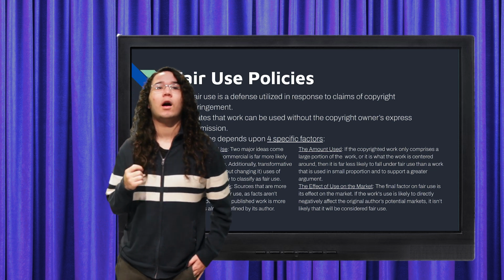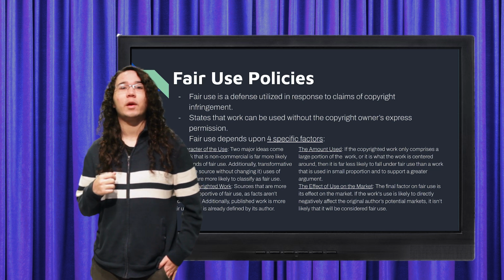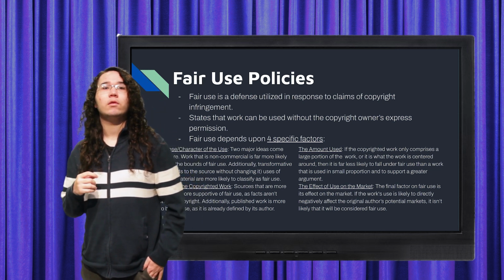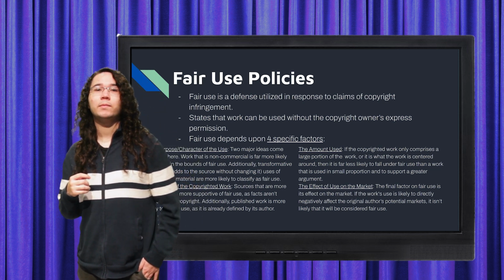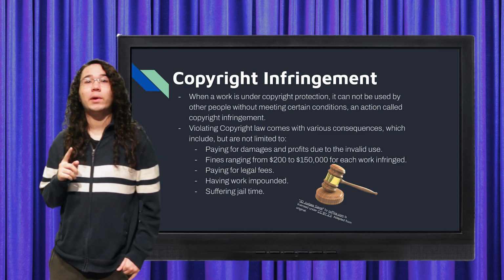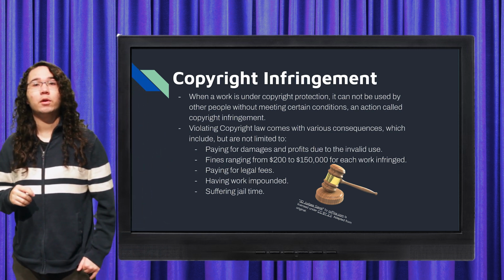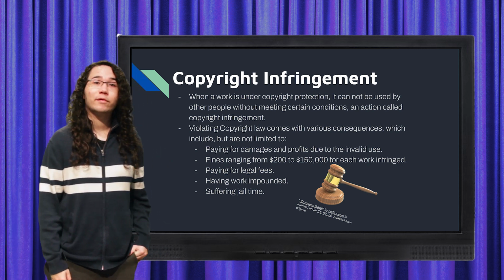Fair use is often the most complicated of these to understand as it changes from case to case, but it is the only way to utilize copyrighted work without licensing. Now let's understand the punishments for going against copyright law. By not fulfilling one of those four conditions, it becomes a case known as copyright infringement.